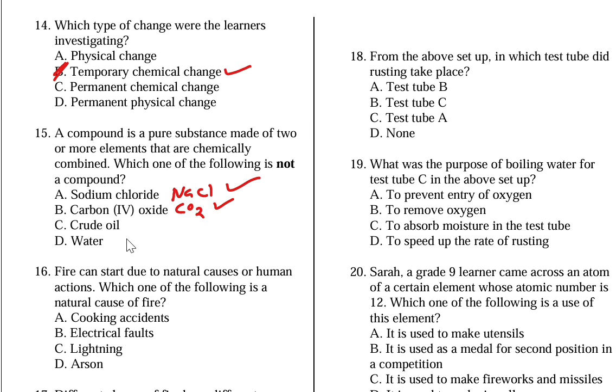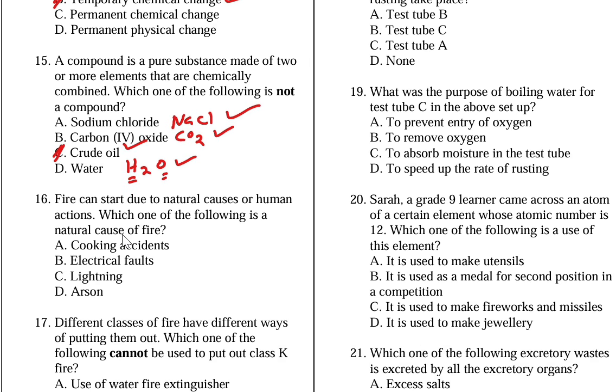What about water? The formula is H2O. It has hydrogen and oxygen. Also, that one is a compound. What about crude oil? Crude oil is a mixture, not a compound. And therefore, the answer is C. Number 16.